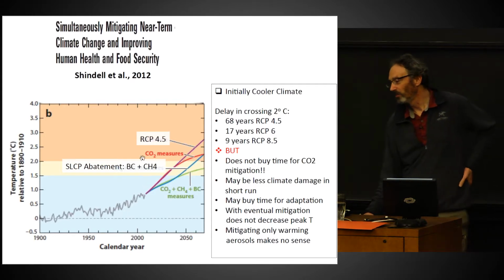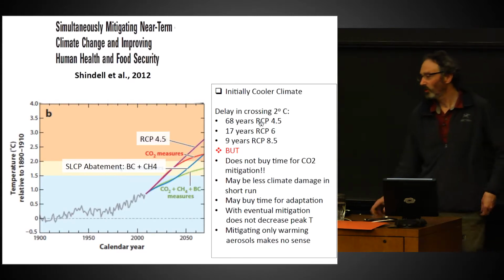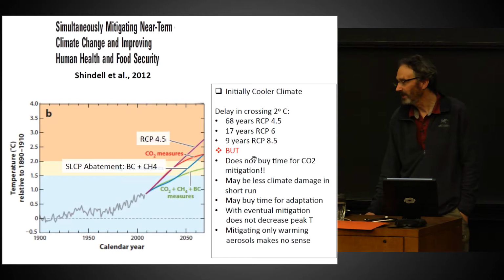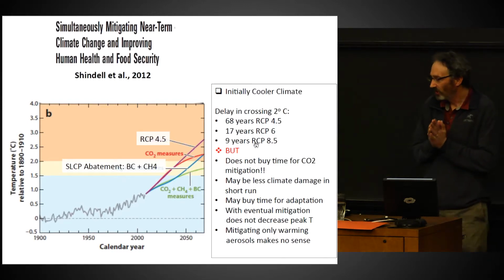Okay, so this is mitigating black carbon, which warms the atmosphere, and methane. This is letting business go as usual, and there's about 0.5 degrees here. So you do see initially cooler climate. You see a delay in crossing this 2-degree temperature line, and how much delay depends on how much carbon you're emitting.